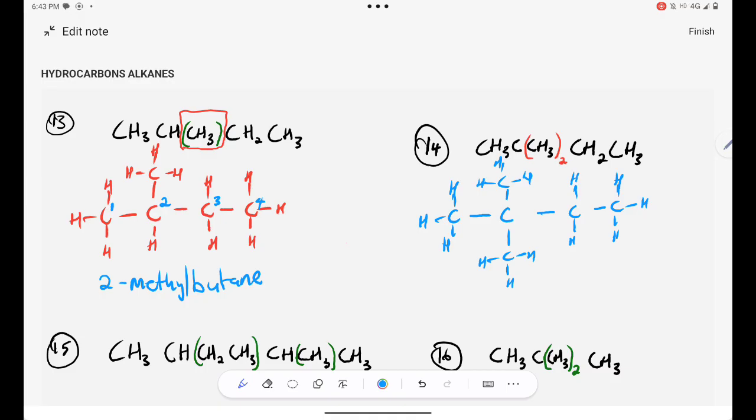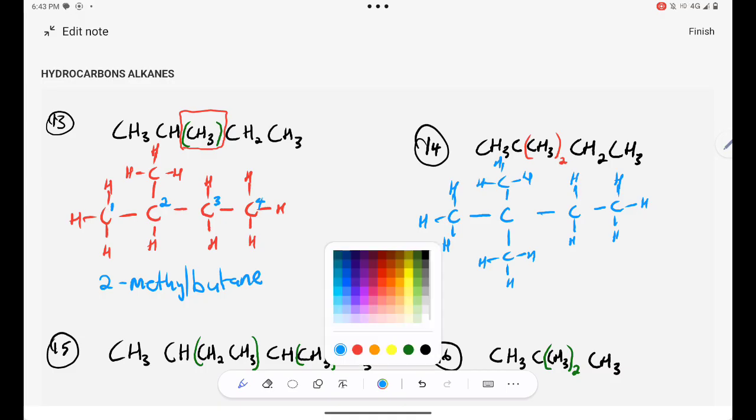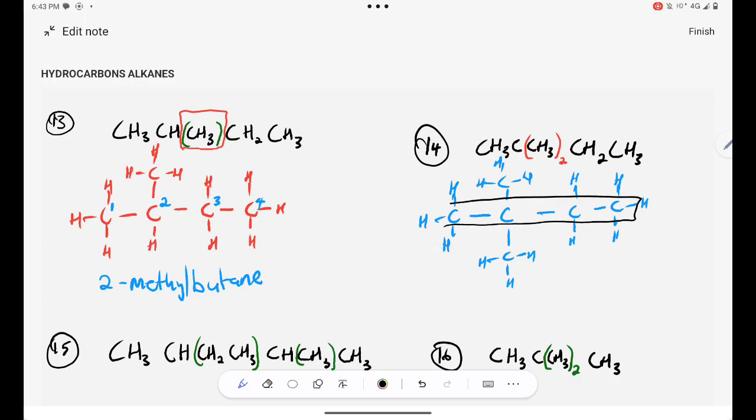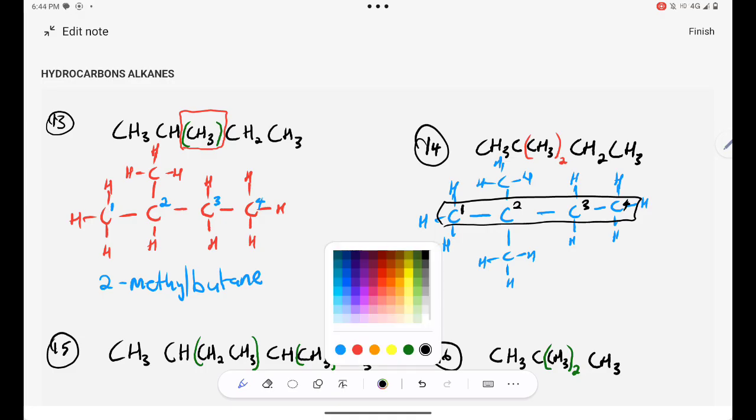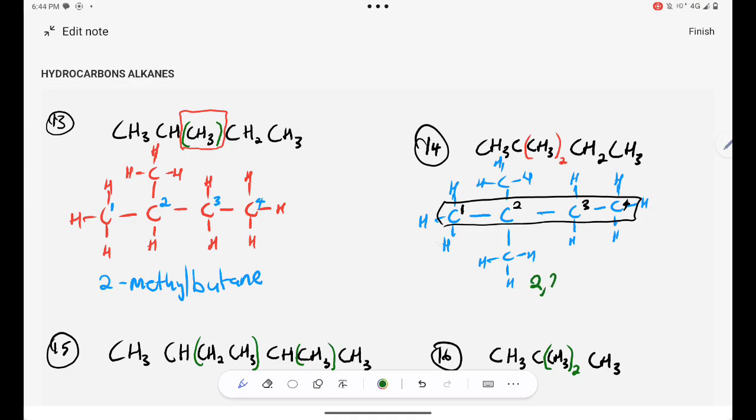Okay, the IUPAC name for this compound will obviously count from the terminal closer to the side chain. That will be carbon number 1, 2, 3, and 4. Are we together? So I know that at carbon number 2 I have my side chains there. Since I have 2 side chains, I must write 2 twice. So that's 2,2-dimethylbutane.